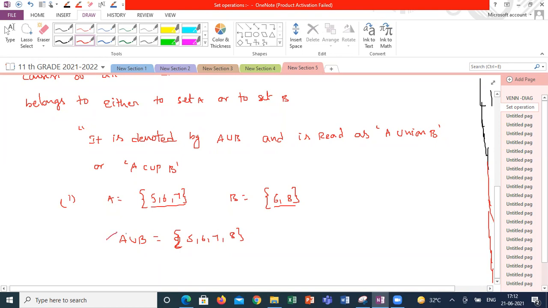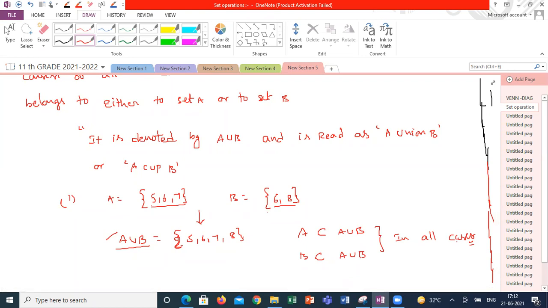This is how we can union the elements of A and B, represented as A union B. From this you can observe that the union set contains all the elements of A and all the elements of B. I can write: A is a subset of A union B, and B is also a subset of A union B in all cases. Whatever sets you take, if you take the union, the given sets are always subsets of the union set. Yes, sir. Correct or not?